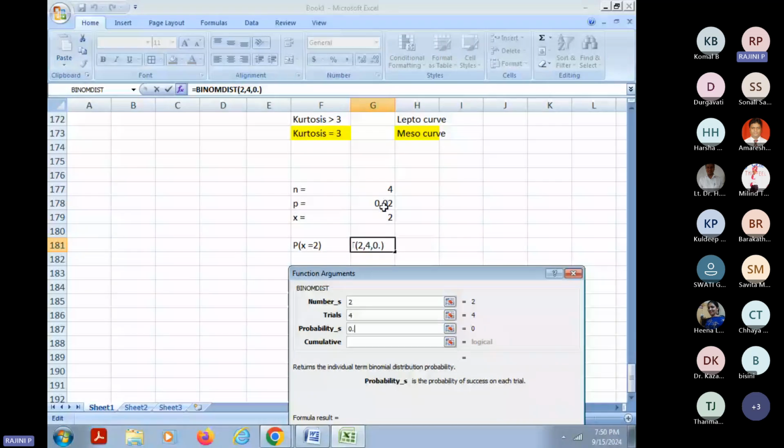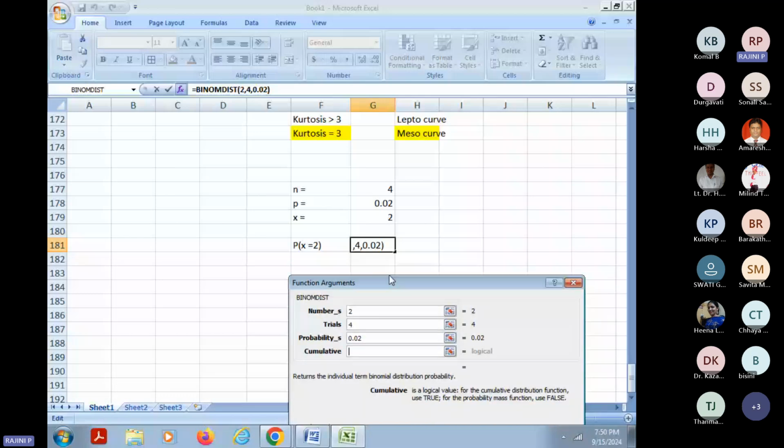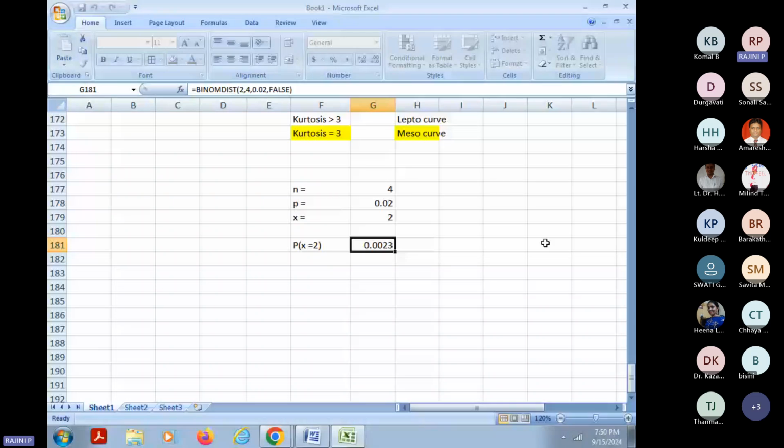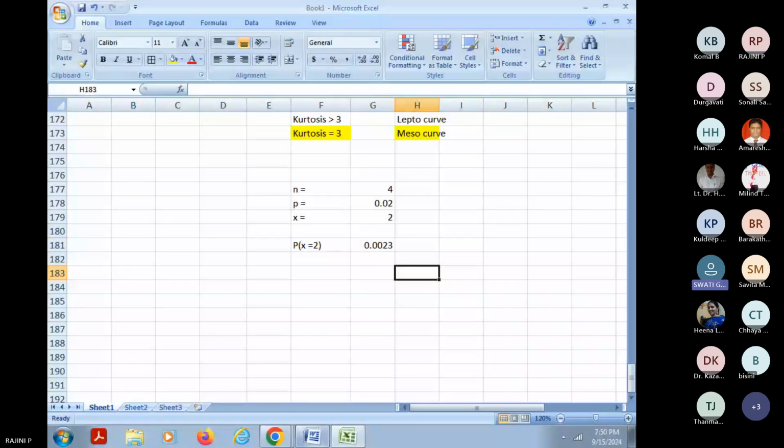And then cumulative: I need exactly equal to 2 only, not less than 2 or more than 2, so you write false. Okay, so this is the probability. What is the chance of getting 2 defective articles among 4? It is very small, 0.0023. Got it. Did you understand the binomial distribution, ma'am? Yes, ma'am. Okay, thank you.